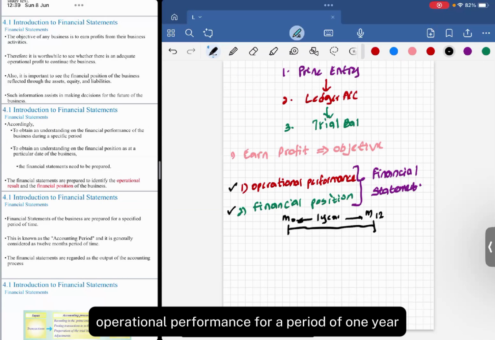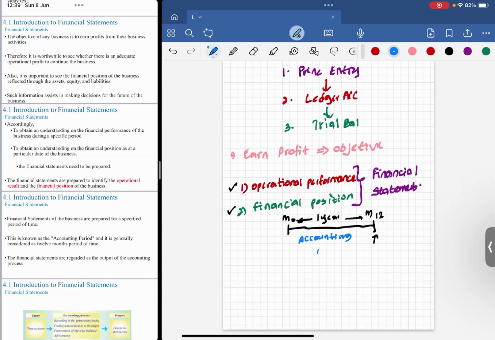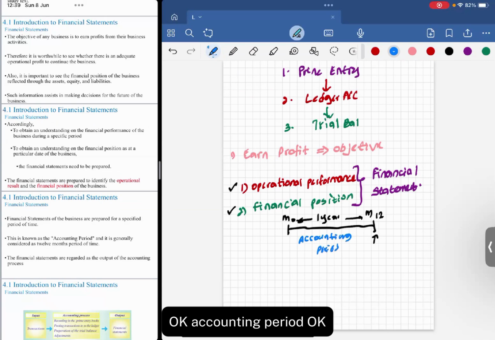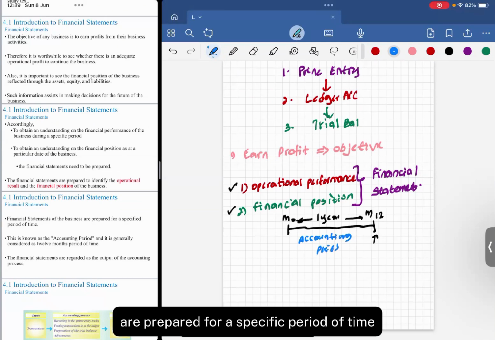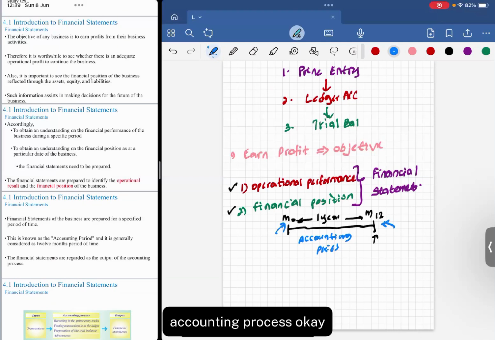For example, operational performance for a period of 1 year and financial position at the end of that 1 year. This we call the accounting period. Financial statements of a business are prepared for a specific period of time known as the accounting period, generally considered 12 months, from month 0 to month 12. The financial statements are regarded as the output of the accounting process.